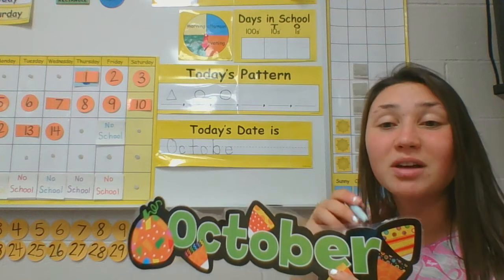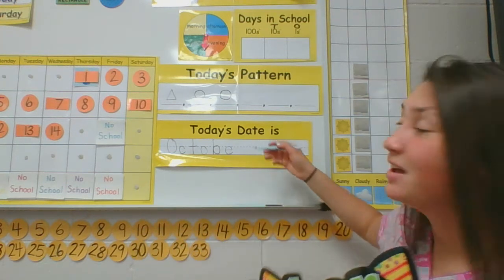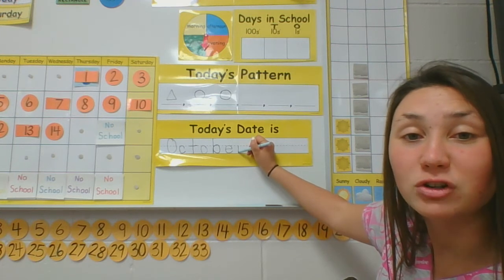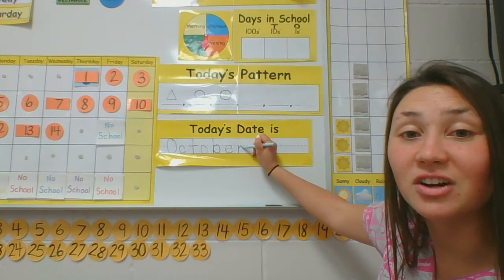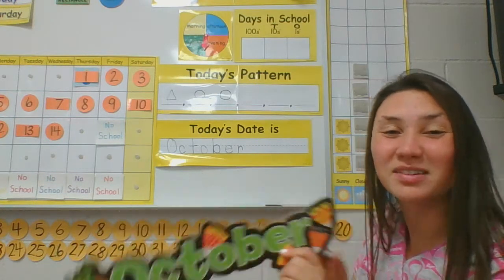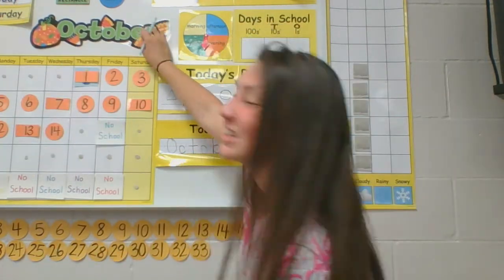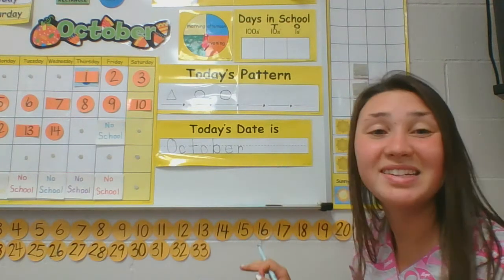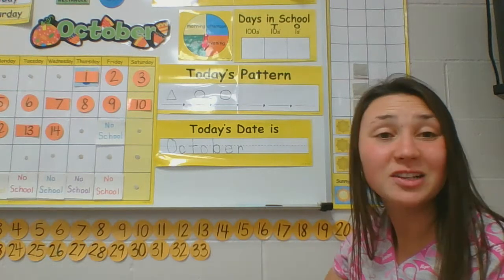And then you can make an R by going from vanilla to the bottom, tracing back up, and then giving it a hook, right? October. And now we're done writing October. What's the month? Very good. Let's move on to the day. What day did we say we're in October?